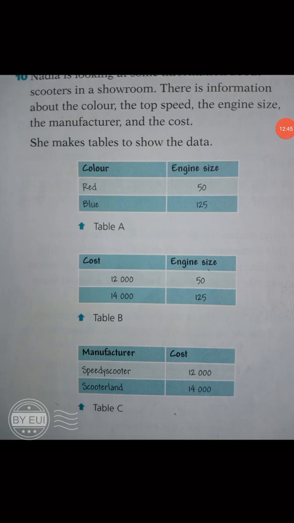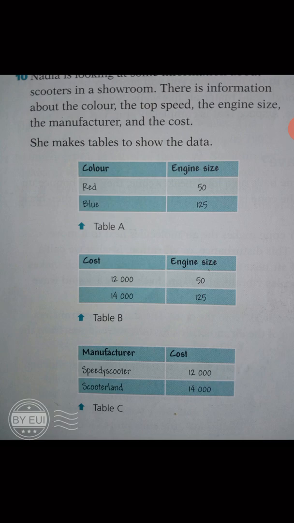Next question is, Nadia is looking at question number 10. Same page, textbook page number 93. Nadia is looking at some information about scooters in a showroom. There is information about the color, the top speed, engine size and manufacturer, and also the cost. She makes tables to show the value.